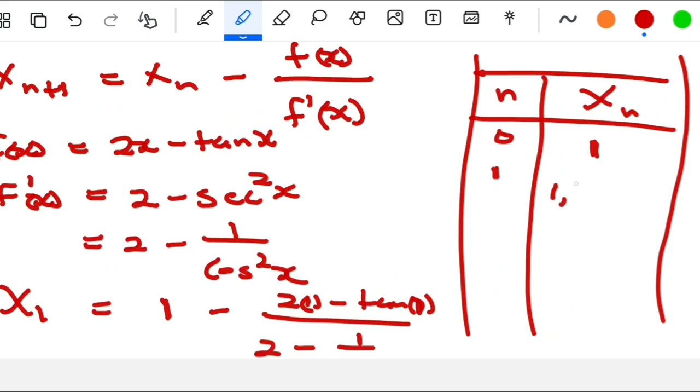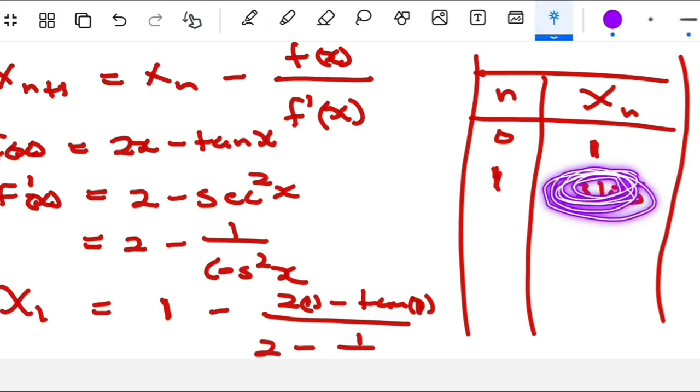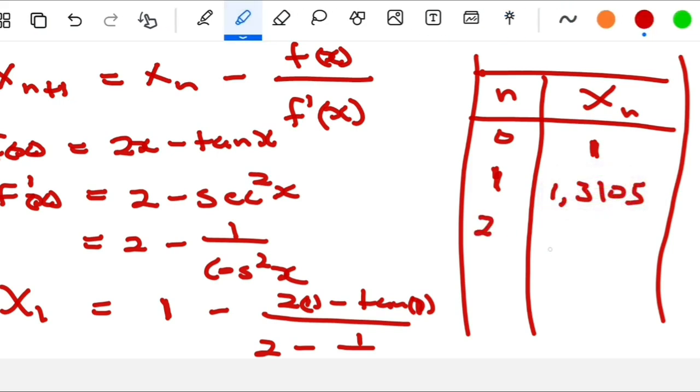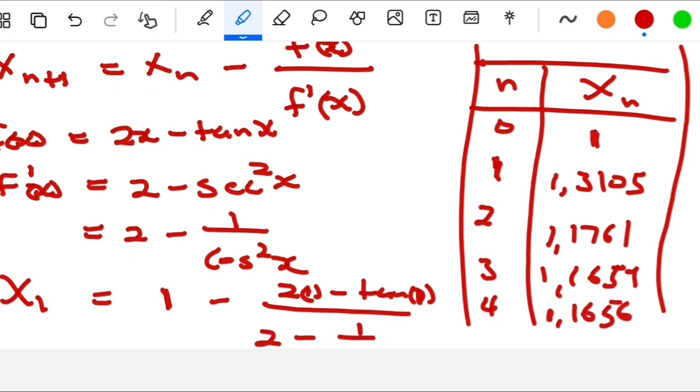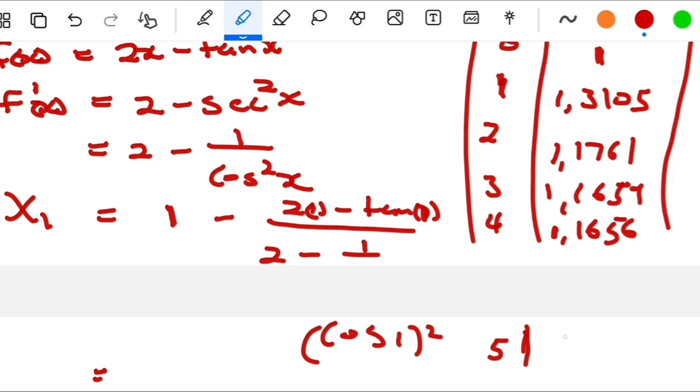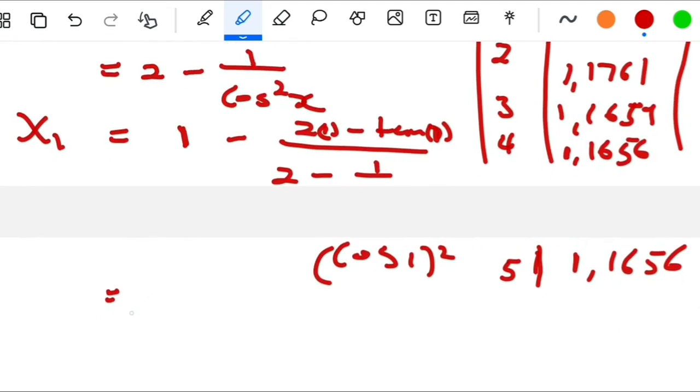So it's going to be 1.3105. Then you take this one, this one is now your x1. So you're going to substitute there to find your x2. So you're going to get another value, which is 1.1761. Then for x3, you're going to get 1.1659. For x4, you're going to get 1.1656, and so on. For x5 it is 1.1656.